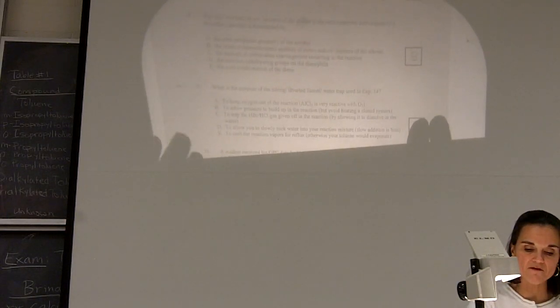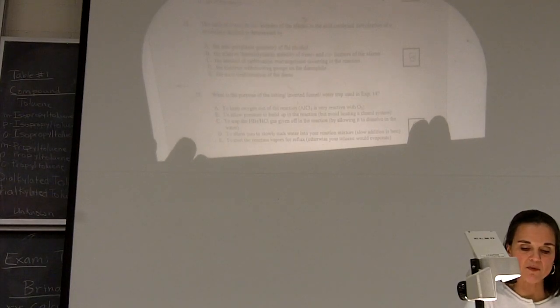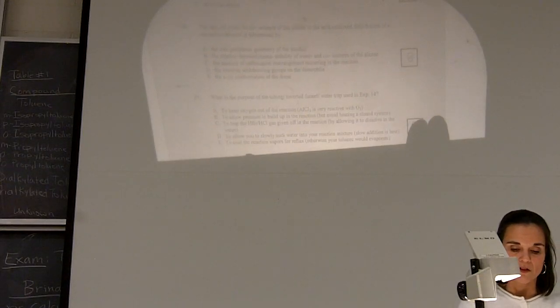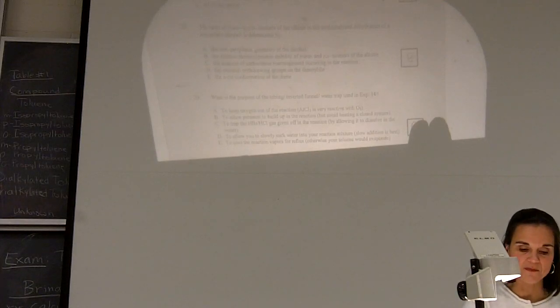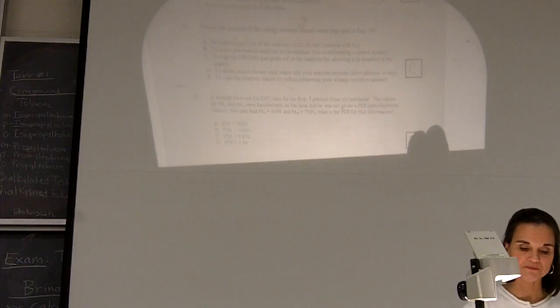The purpose of the tubing, inverted funnel, and water trap in experiment 14 is to keep oxygen out of the reaction, to allow pressure to build up in the reaction, to trap the HBr and HCl that's given off by the reaction. Yes. To allow you to slowly suck water into your reaction mixture? No. To cool the reaction vapors for reflux? No. So the answer is C.